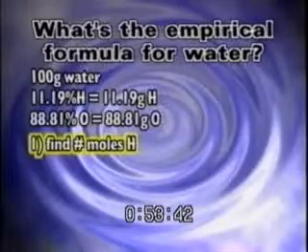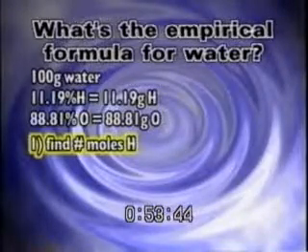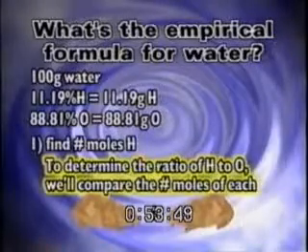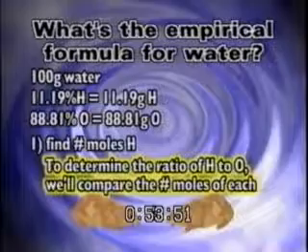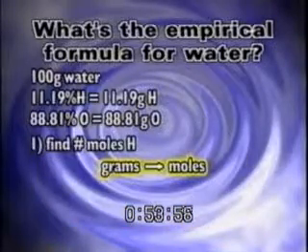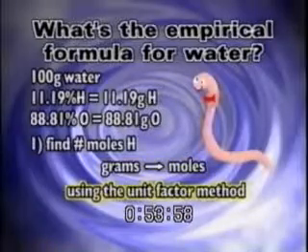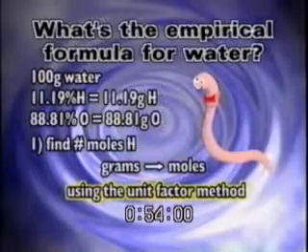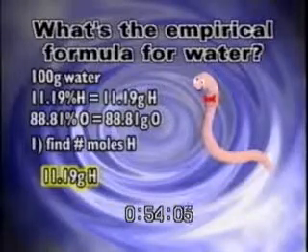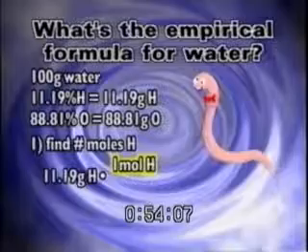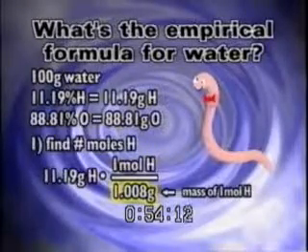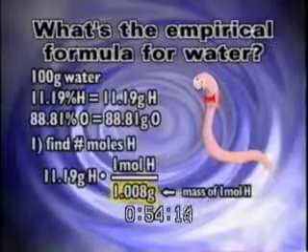We have to find out how many moles of hydrogen atoms we have, because to determine the ratio of hydrogen to oxygen, we're going to compare how many moles we have of each element. We'll convert from grams to moles, changing the units with the unit factor method. Convert from grams to moles by multiplying our sample of hydrogen, 11.19 grams, times 1 mole of hydrogen atoms over the mass of 1 mole of hydrogen, which is 1.008 grams.